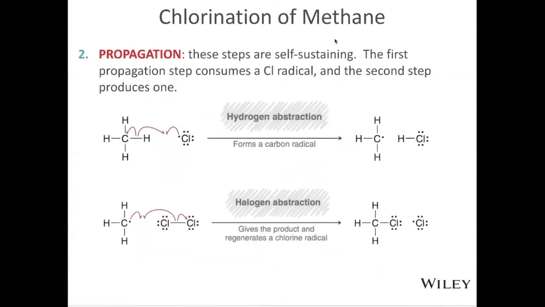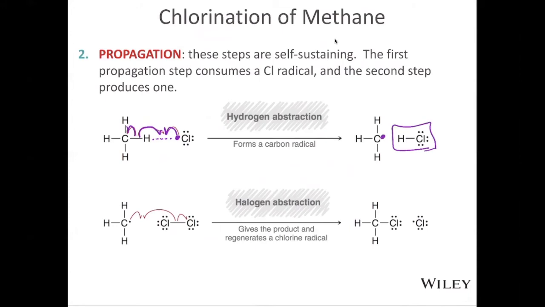In our propagation step, that chlorine radical can abstract a hydrogen. So we're going to kick that radical electron in, 1 from that bond, we'll make a new bond here, and then that kicks up. So we end up creating a new radical and having HCl as a product as well.